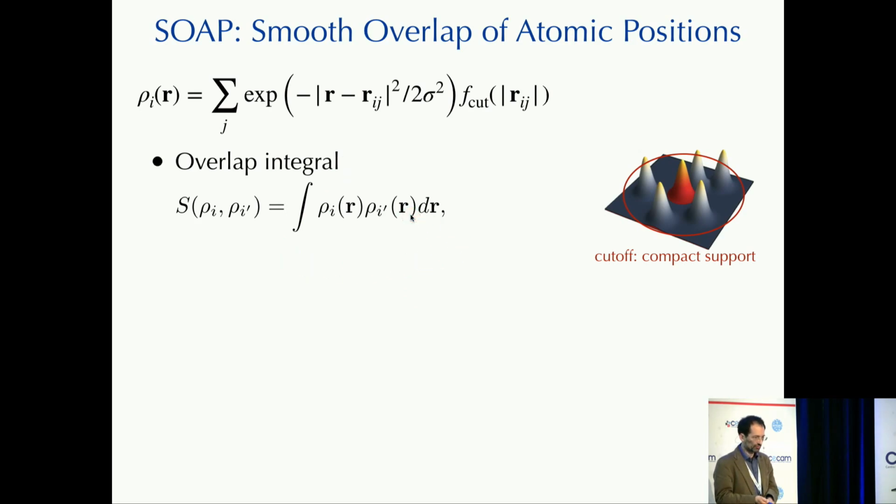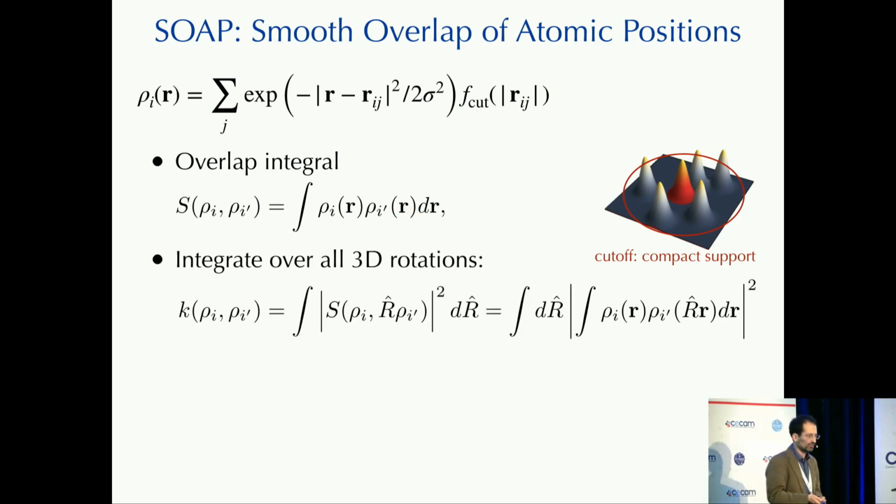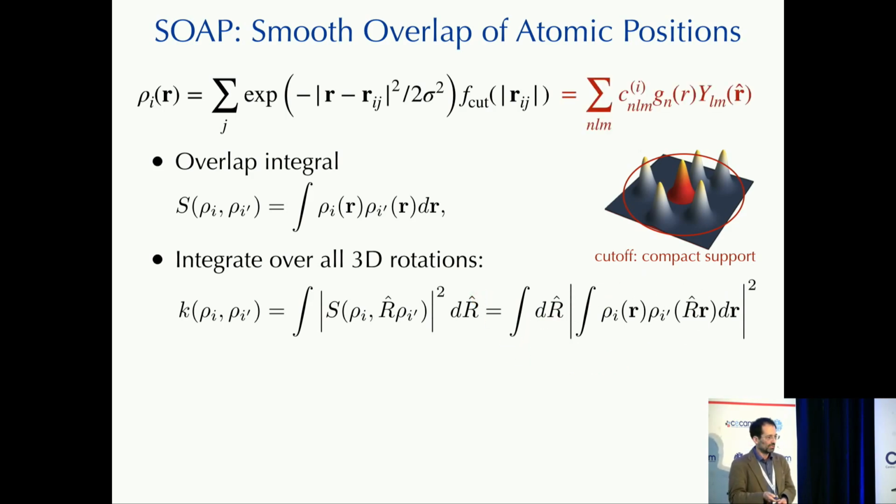And that's not yet rotationally invariant, but I can make it so by integrating it over all 3D rotations. So we take this S, we square it, we integrate it over all 3D rotations, and then we get this 6-dimensional integral, and that is now rotationally, permutationally invariant, continuous and smooth. It turned out that it's really hard to evaluate though, right? It's a 6-dimensional integral for every single atom in my system.